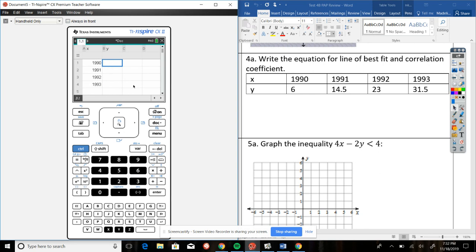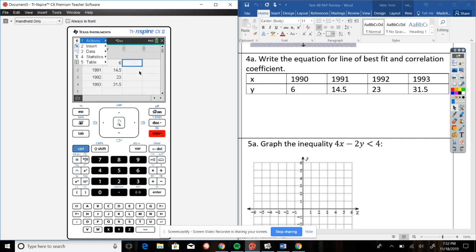Then if we look at our Y's, we have 6, 14.5, 23, and 31.5. Then we make sure we have a white box highlighted, not one of these gray ones or else it won't work. So a white box.